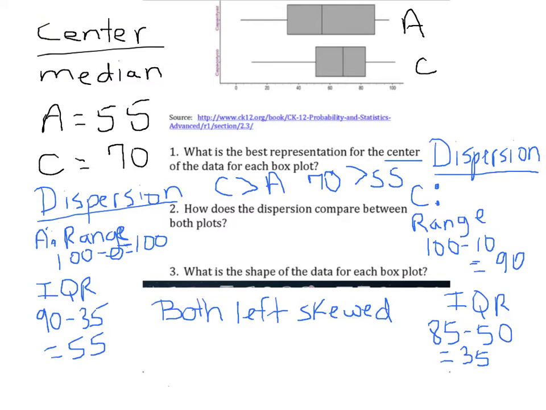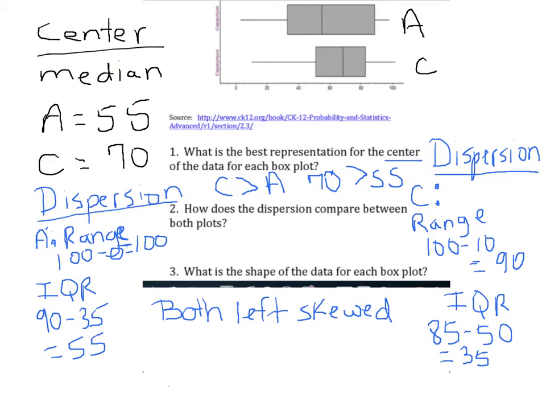And then how does the dispersion compare between plots? For the box and whisker plot, we're going to look at range and interquartile range. We're also going to look at the outlier test. And so the range of Arizona was 100. It was 100 minus 0. The interquartile range was 55. It was 90 minus 35. Compared to Colorado, which had a range of 90, which is comparable, and an interquartile range of 35.